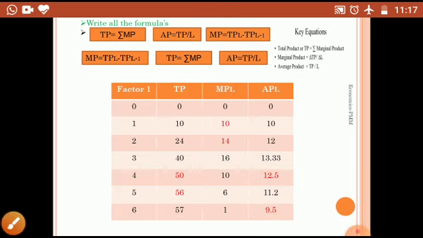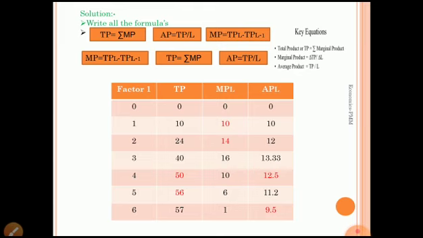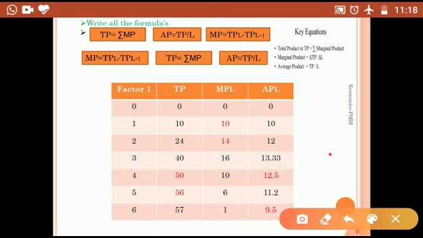Now the last task is average product. What is the formula of average product? Total product divided by L, that is, the variable factor. Now here the missing average product is for the 4th unit. When we apply the 4th unit of labor, we need to find out the average product. What is the formula here? The formula is total product divided by the factor L. So what answer will we get? You get the answer 12.5.